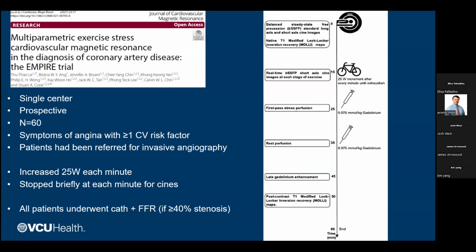This is a study that was done out of Singapore where they looked at patients with angina and at least one cardiovascular risk factor who had been referred for invasive angiography. So they knew they were going to get their coronary correlation, and they did a supine exercise test, a supine bicycle test, where it was a ramping protocol. So they went up 25 watts every minute, and they stopped briefly at each minute for cinematic imaging, and then went on to the next stage until they maxed the patient out, at least as much as they could do in the supine bicycle modality. And then again, all patients underwent cath and, if needed, FFR.